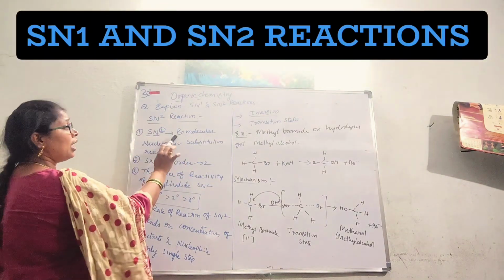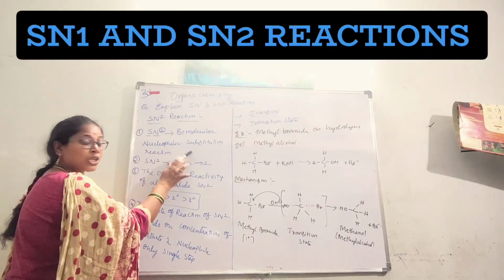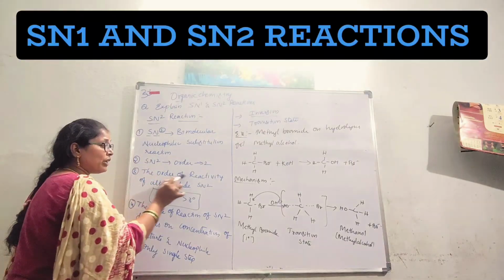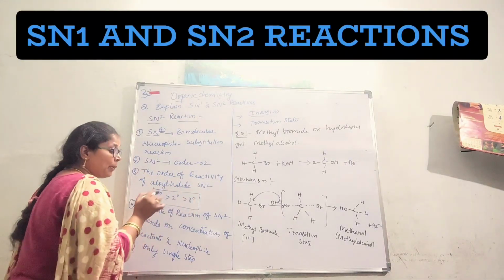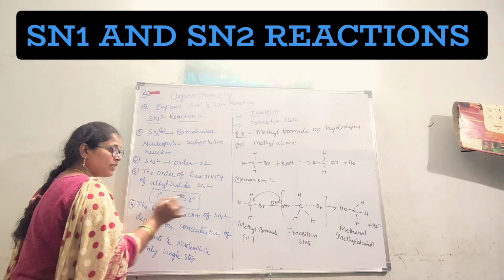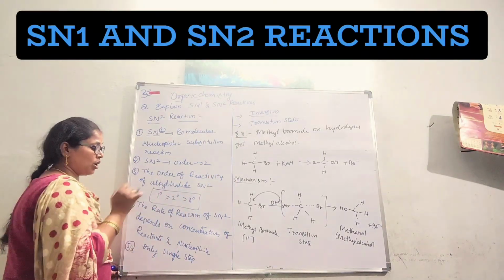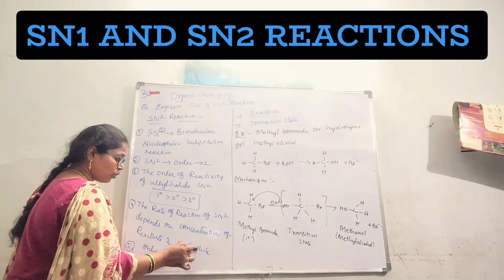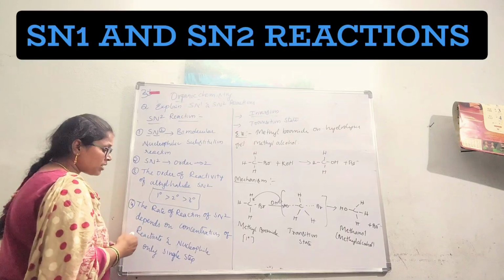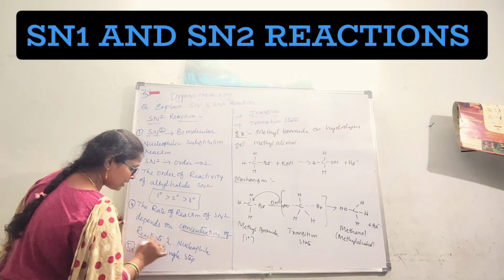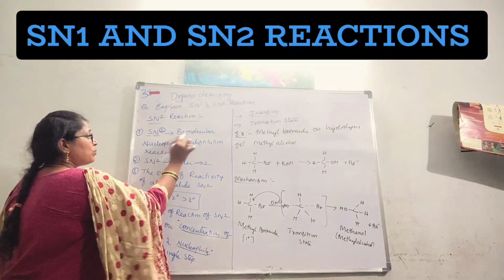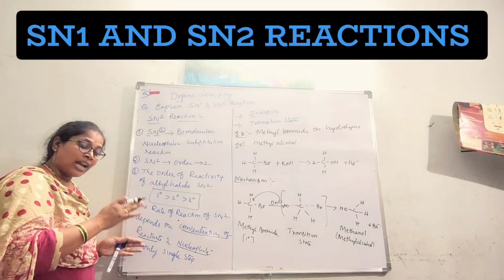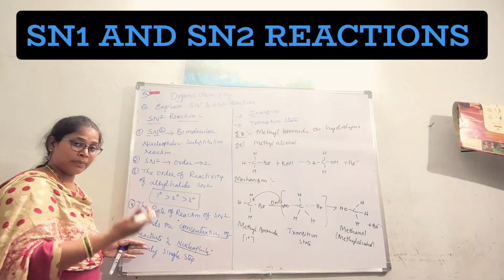So SN2 means bimolecular nucleophilic substitution reactions. And what is the order of SN2 reactions? 2. The order of reactivity of alkyl halides towards SN2 is primary is greater than secondary is greater than tertiary. That's why we took a primary alkyl halide as an example. The rate of SN2 reaction depends on the concentration of both the reactant and the nucleophile. That's why this is called a bimolecular nucleophilic substitution reaction. Both the concentration of alkyl halide and nucleophile determine the rate of reaction.